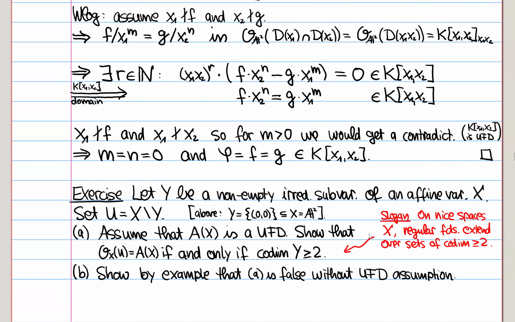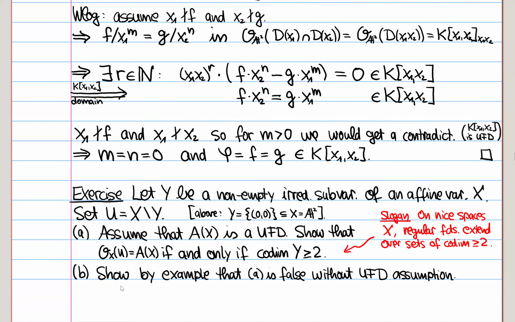The slogan for this part A that you might remember is that at least on nice spaces, like spaces whose ring of functions is a UFD, regular functions extend over sets of codimension at least 2. So if you just remember one slogan from the video, that should be it.